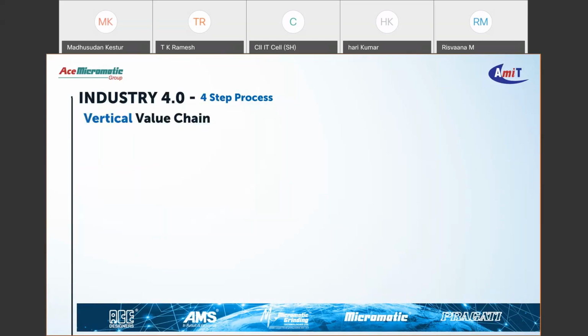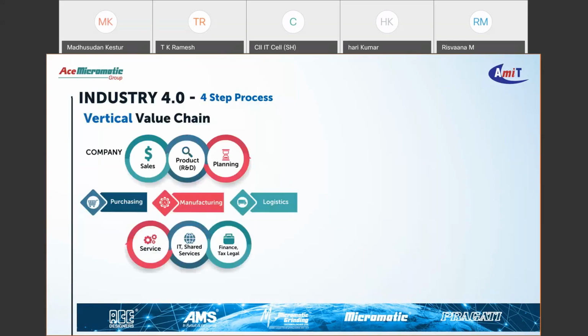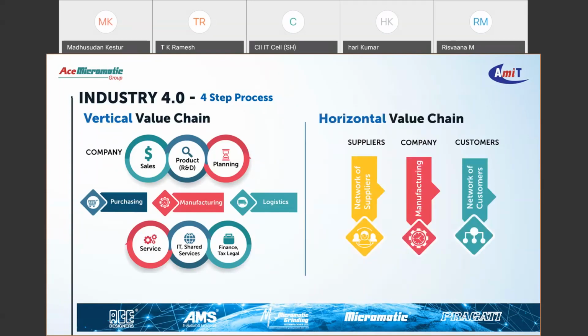So we advise our customers to start the vertical integration first. What we mean by vertical integration is you start with one department within the organization and then take the data from one department to the other department. So you are basically integrating all the functions in your organization. You can start with manufacturing and then integrate your purchasing and logistics into this. And then once you're comfortable with the vertical integration, you can start bringing in your suppliers, vendors, customers, etc. So that will be your horizontal value chain.